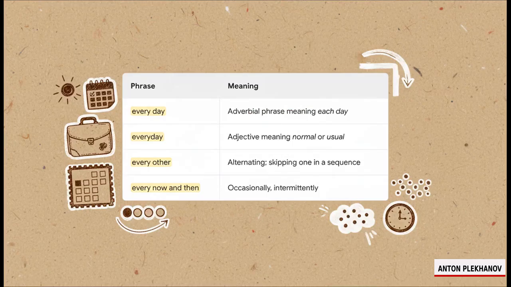And finally, let's quickly look at some really common phrases with every. Now pay close attention to the first two because this is a really common mistake. Every day, 2 words, tells us how often something happens. I go to the gym every day. But everyday, 1 single word, is an adjective that just means normal or ordinary. These are my everyday shoes. Then you've got every other day, which means alternating, Monday, Wednesday, Friday. And every now and then, which is just a nice way to say sometimes.